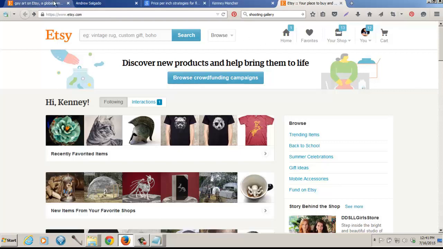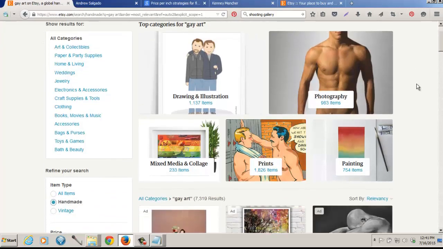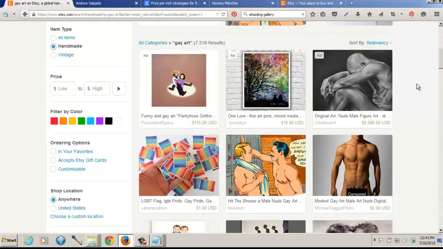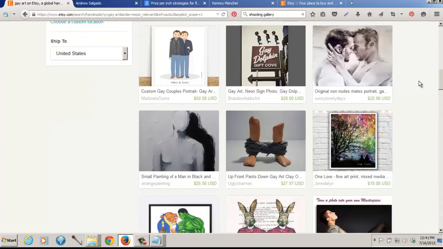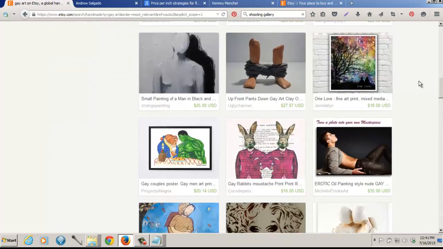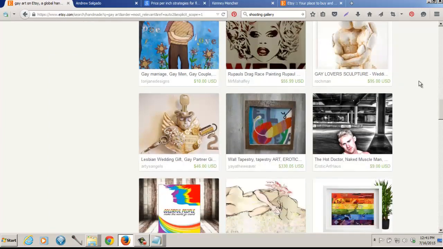So I did a search for gay art on Etsy, and I chose the handmade stuff. There's drawing and illustration, prints, paintings, and so on. This is just the entry page, the things that floated to the top. And you can see that the prices, again, are pretty consistent with what Hang Art Gallery is showing and with what I'm selling mine for. Some of these are prints, some are paintings, but it'll give you a price point for showing on Etsy and let you know what you can expect to have as reasonable prices.